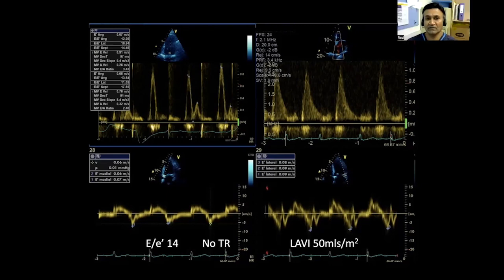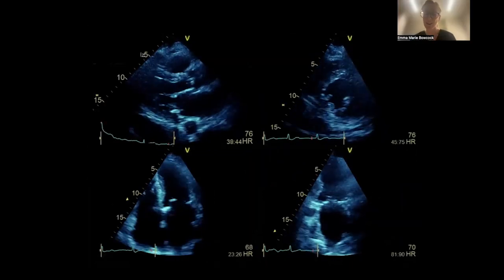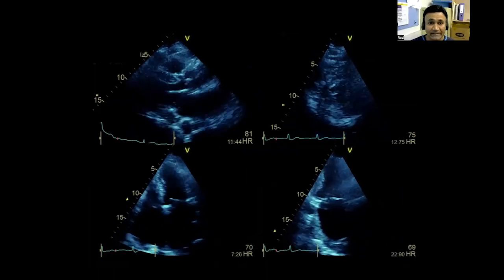We can still have that, as we discussed in athletes, if the patient was young and athletic, so we still need the E to E prime. And this patient is young and athletic? This one? No, sorry, that's a 74-year-old. That's right. Yes, very nice.